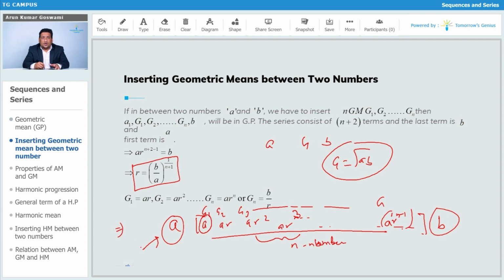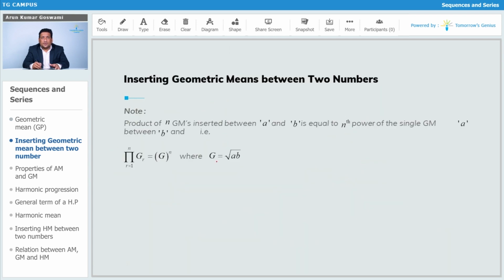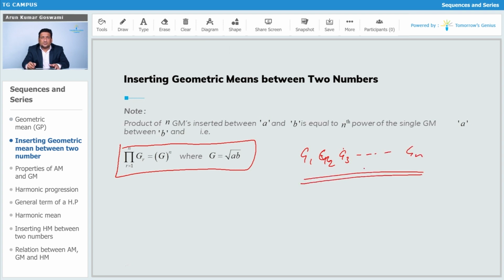If I talk about two numbers a and b, the product of the n geometric means inserted between a and b is equal to the nth power of the single geometric mean between a and b, where G is the square root of ab. So if I have g1, g2, g3 up to gn and multiply all of these, the final result will be G to the power n.